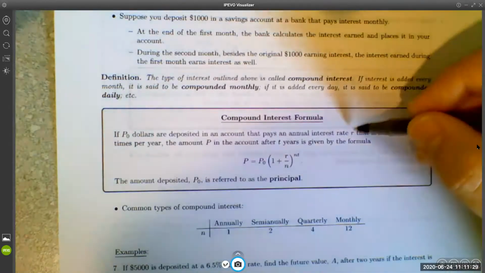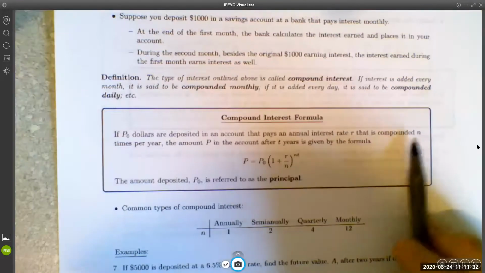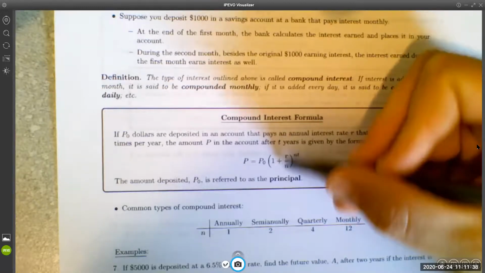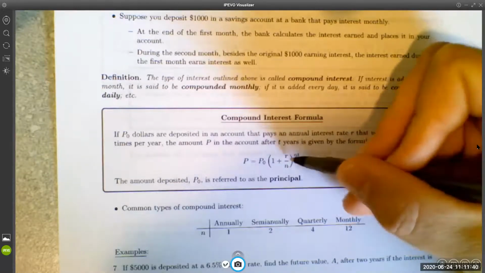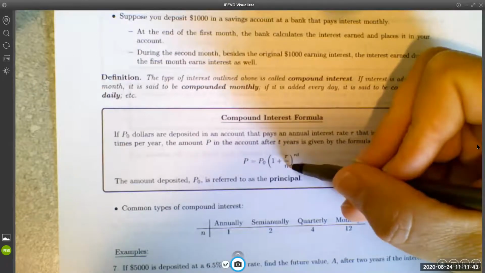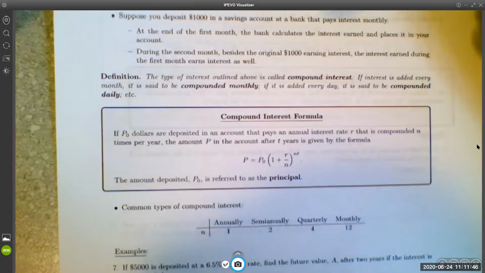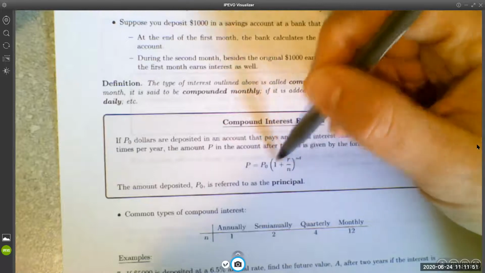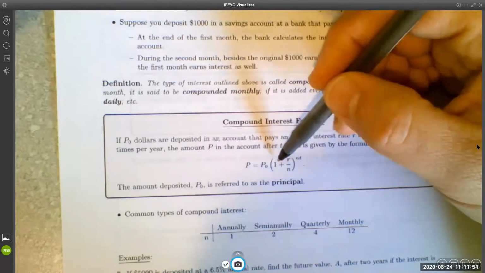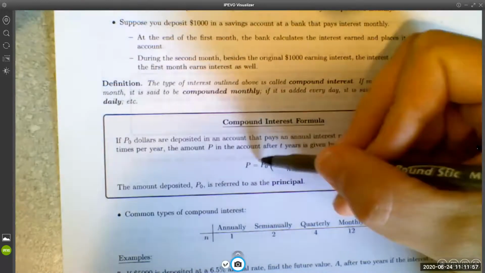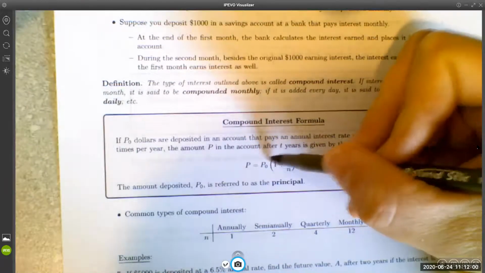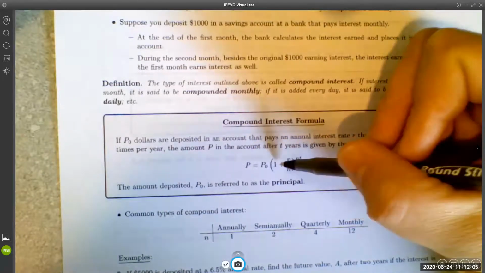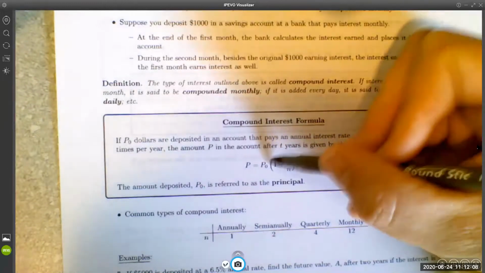Well, if the annual interest rate is R, but you're compounding the interest n times, then each time the interest is compounded, what you're really compounding is R over n: the annual interest rate divided by the number of times the interest is compounded per year. You add that to the initial amount, so doing 1 plus R over n times P naught means you're adding the initial amount to the interest that's accrued. P naught times 1 is just P naught.